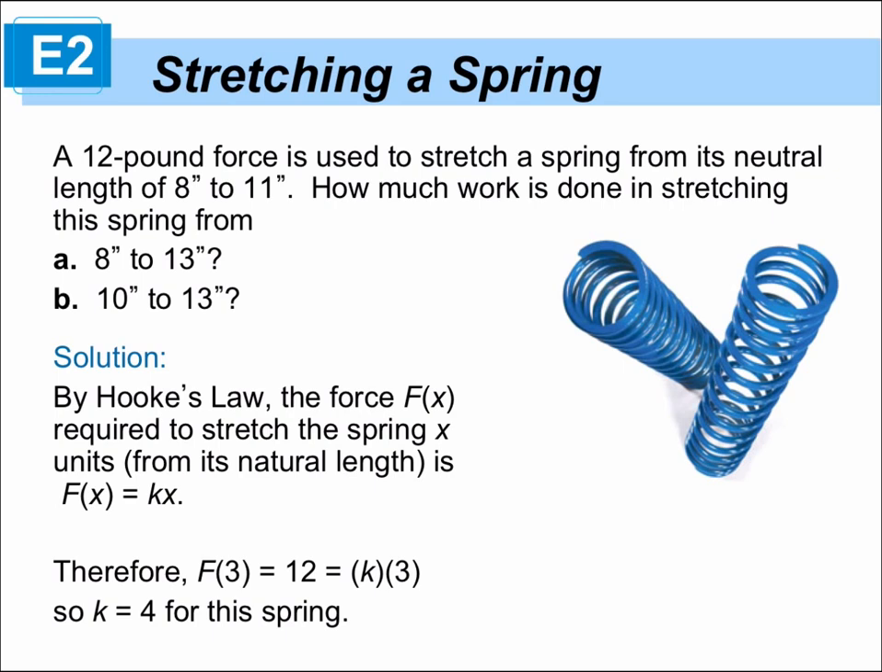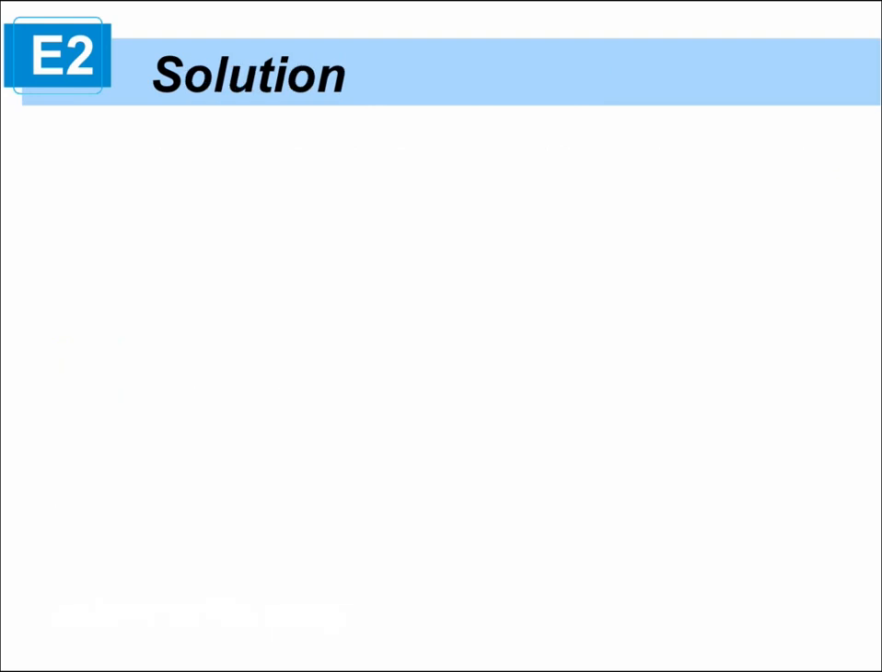Similar to the PERT equations, we need to find the rate first. With springs, you need to find k first, which is the spring constant, and then you can take that and move on and solve a bunch of other problems. In fact, we're going to figure out what it takes to move it from 8 to 13 and from 10 to 13.